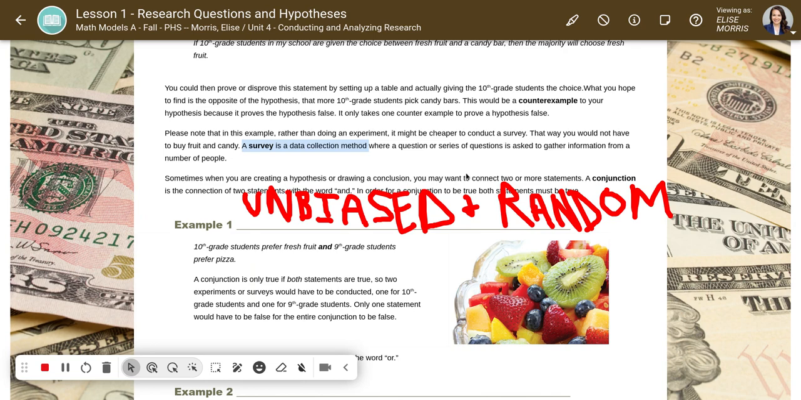And that's what you need to remember about a survey, because you know what a survey is. You're going to answer some questions and collect the data from random people in an unbiased way.